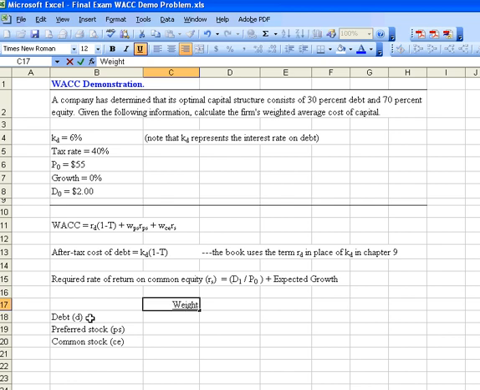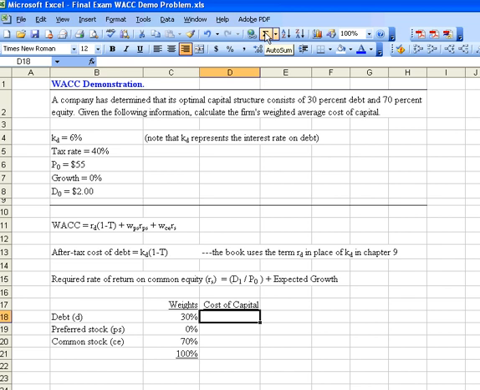We need to drop in the weights. We know that this is 30%. Preferred stock, there's 0, there's no information provided, so we are going to assume that the capital structure has no preferred stock built into it, and 70% common stock. If we did that correct, the sum would be 100%, which is good. I'm going to format these as underlined as we go. Now let's calculate the cost of capital for each of these components.